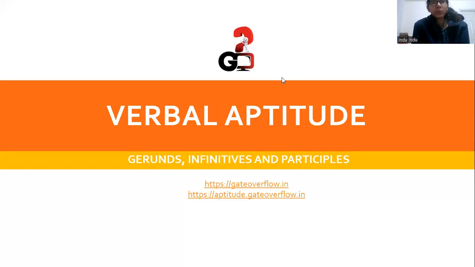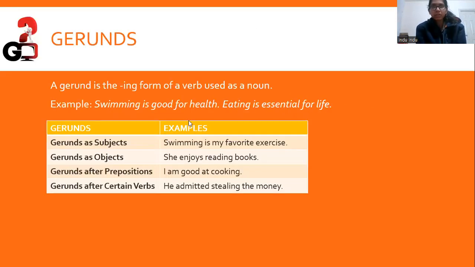Hello, everyone. So, in today's lecture on verbal aptitude, we shall be discussing gerunds, infinitives, and participles. So, what are gerunds? A gerund is the ing form of a verb used as a noun. For example, swimming is good for health. So, here I'm using swimming as a noun. Swimming is good for health. Eating is essential for life.